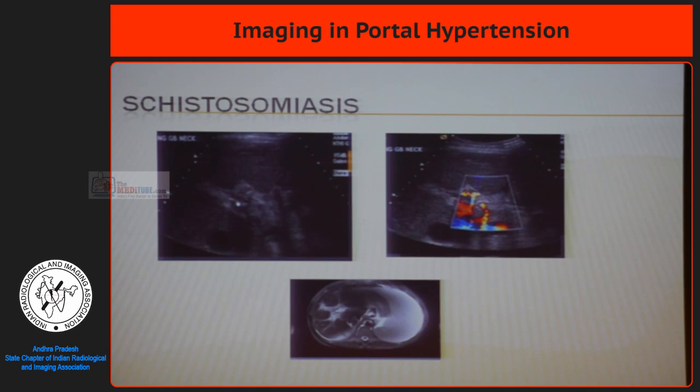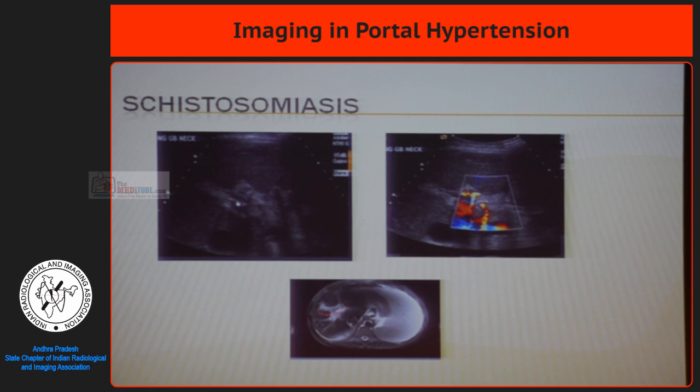And the next is schistosomiasis. These are trematodes which induce a fibrotic reaction in the hepatic parenchyma, which causes narrowing of the portal vein. And this has got a typical appearance on MRI of the liver. So here what we see is the T2 liver, the fibrotic strands. This is called a tortoise shell appearance.